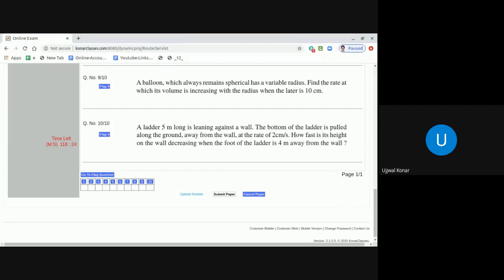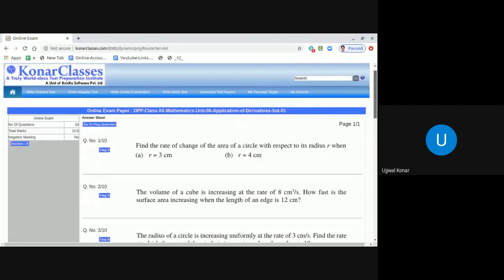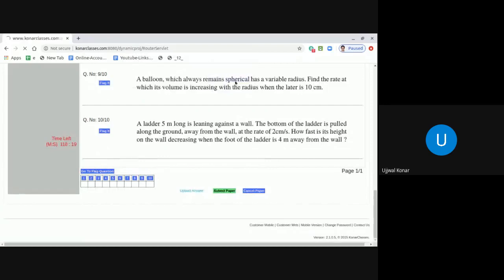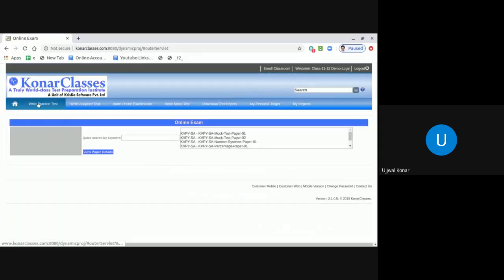Correct? That is all about how you can write the DPPs. So I'm now cancelling this paper because I'm not going to appear for that one. Then you come to write practice test.